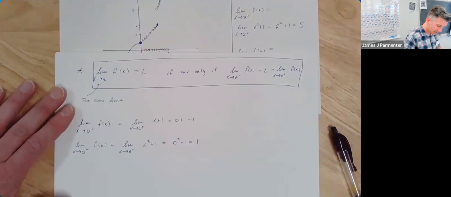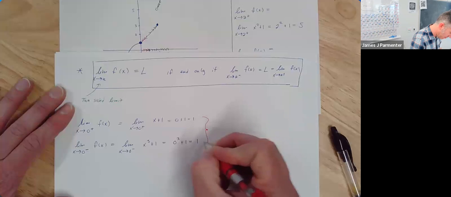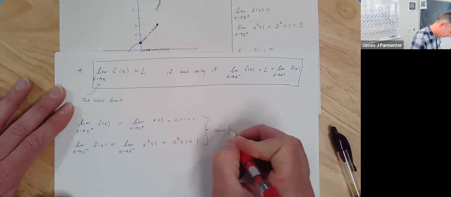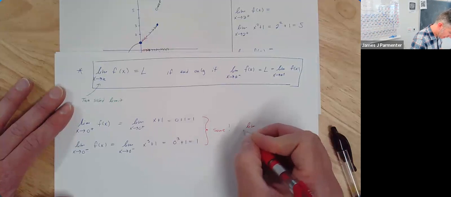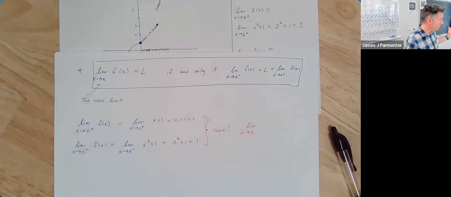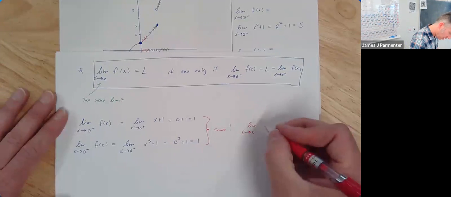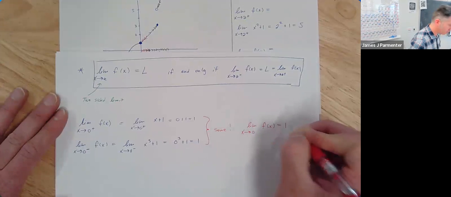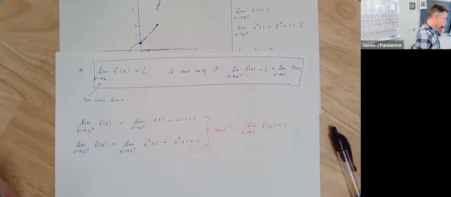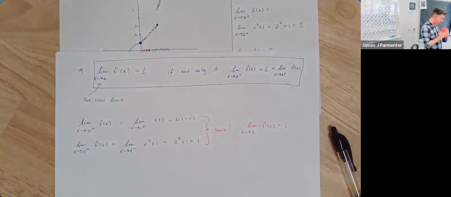And now, since those are the same, we can say that the limit as x approaches 0 overall, the double-sided limit of our function, is equal to 1. Pause for a minute. Question, comment?